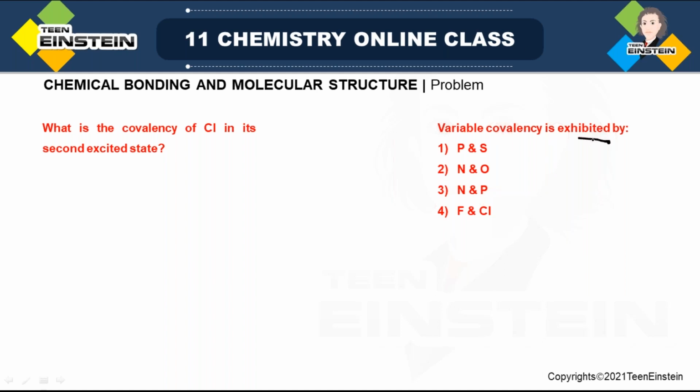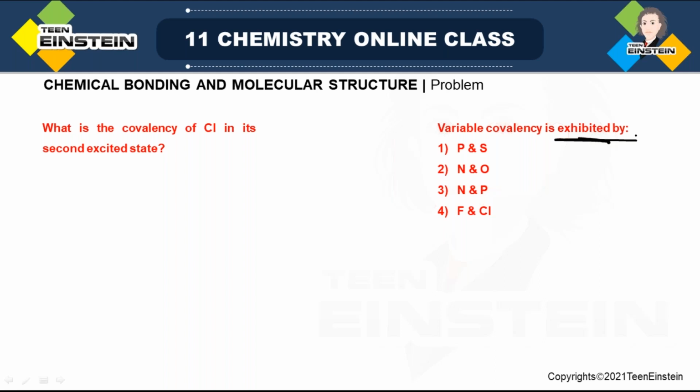Variable covalency is exhibited by. Last day we have already seen what variable covalency is, what the definition is, and we also have seen some examples. Now we have to solve this problem, which is based on variable covalency. Here we have options: phosphorus and sulfur, nitrogen and oxygen, nitrogen and phosphorus, and fluorine and chlorine.